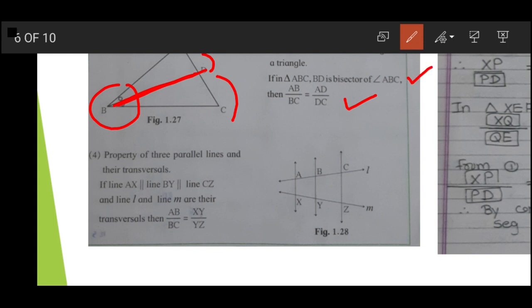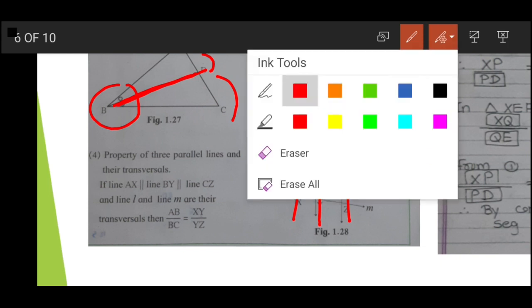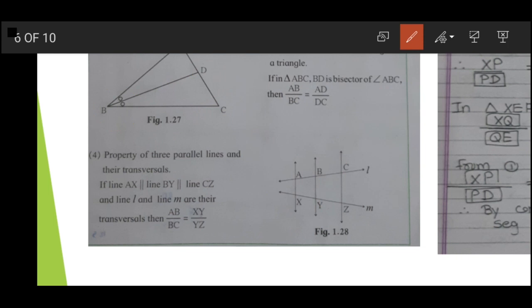Now coming to the fourth one, that is a property. I said if three lines are parallel, then the intercepts are in ratio. What are the intercepts? See, the intercepts are this AB, BC, XY and YZ. So here the ratios are AB upon BC is equal to XY upon YZ.